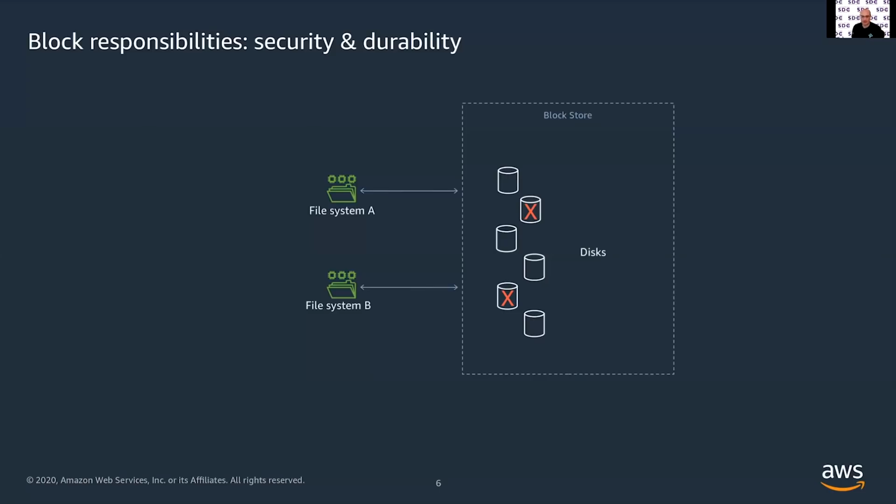In terms of durability, things break all the time. So what I've drawn on the slide here is that if we have two disks that fail, we still need the ability to get the end data off of those drives and make it accessible to the file systems that are relying on that particular set of blocks.